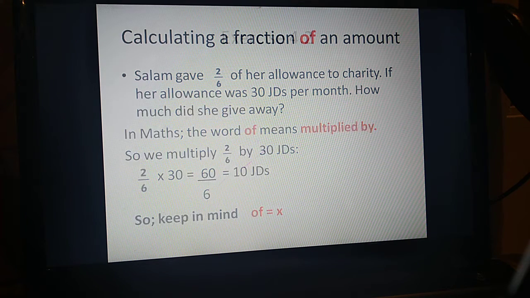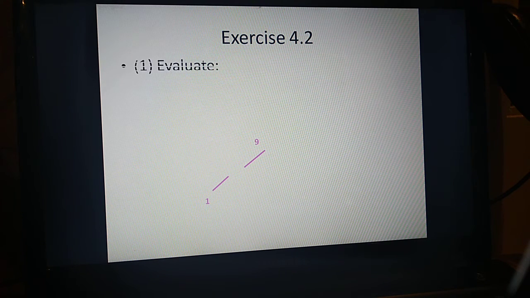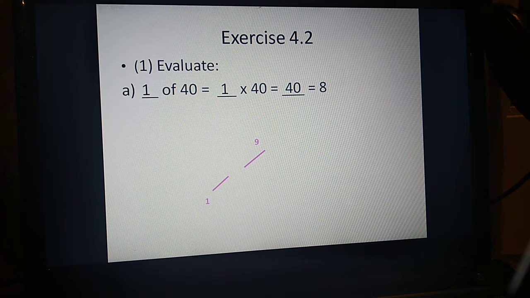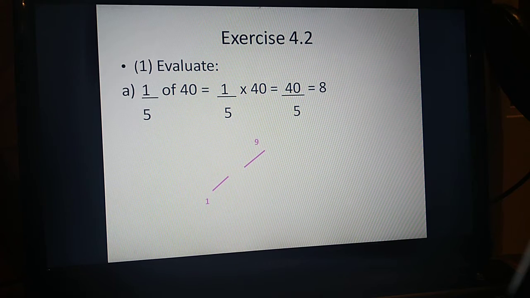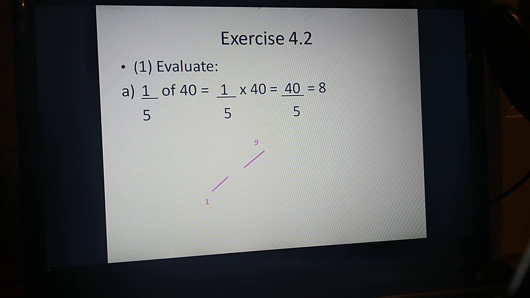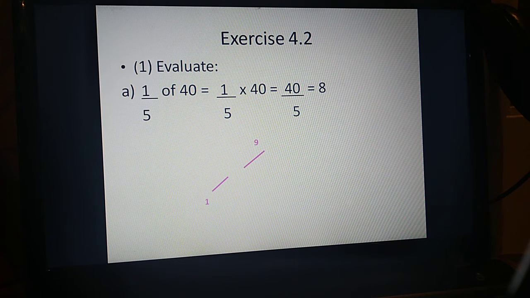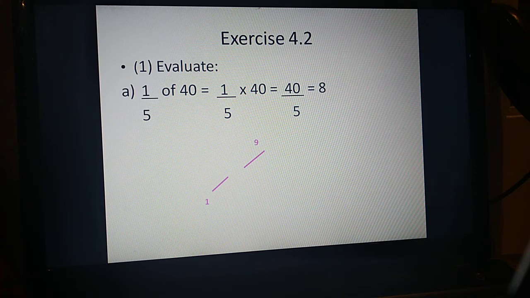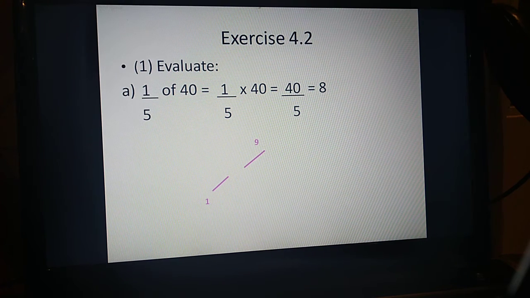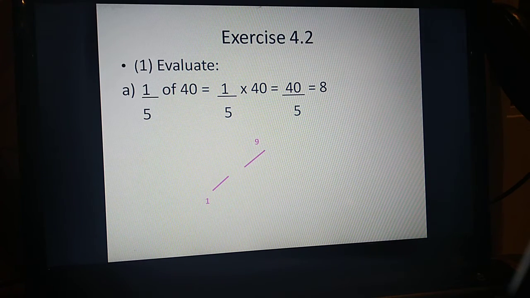Let's see how you will do in exercise 4.2. In part 1, part A, they want you to calculate 1 out of 5 of 40. All you have to do is replace of by times. That is a piece of cake. 1 out of 5 multiplied by 40 is 40 out of 5, which is 8. Good job. Now, we are going to do part F next.